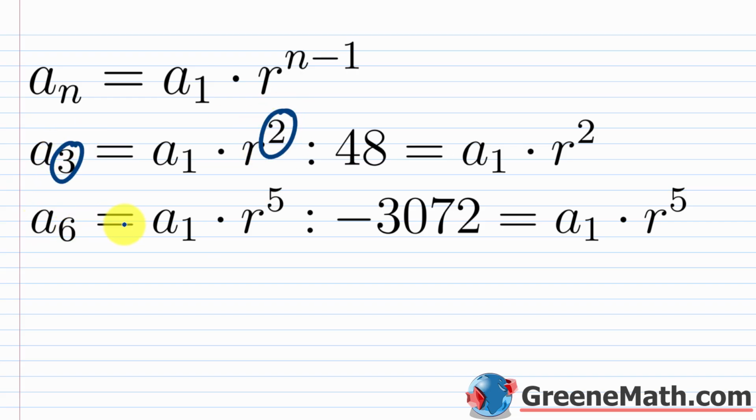Then you have a sub 6 is equal to a sub 1 times r to the 5th power. Since this is a 6, this is a 5. So all you're going to do is plug in for a sub 3. So a sub 3 is equal to 48. And then we're going to plug in for a sub 6. So that's equal to negative 3072. Again, just information we got from the previous page.